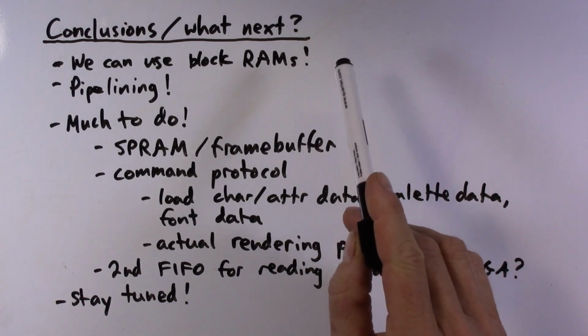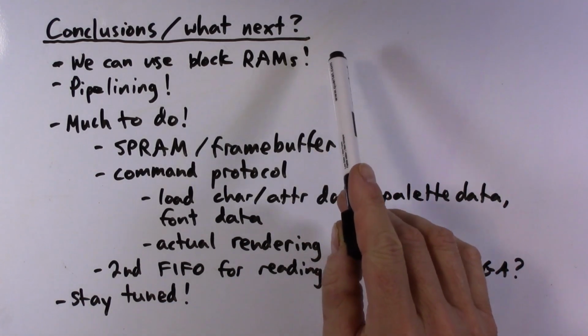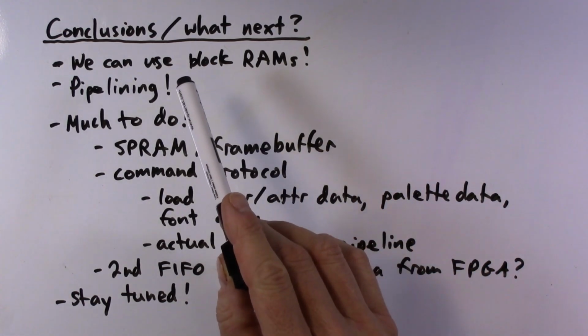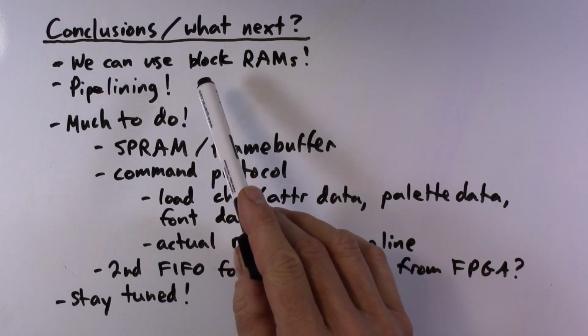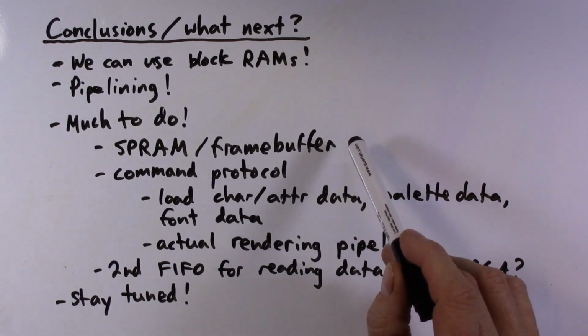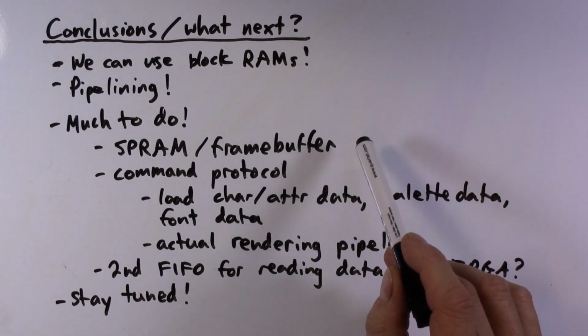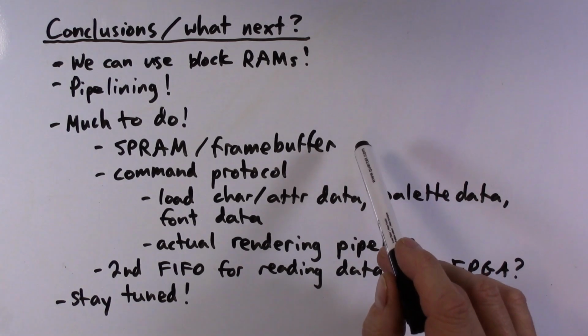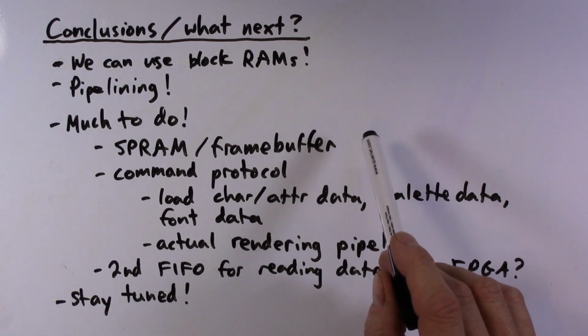All right, so I think we've made some very good progress. We figured out how to use the block RAMs. We figured out that pipelining is going to be our organizational strategy. So there's still a ton to do. One big thing is I need to figure out how to use the SPRAM, which is the larger single-ported memory that we're going to use as the frame buffer.